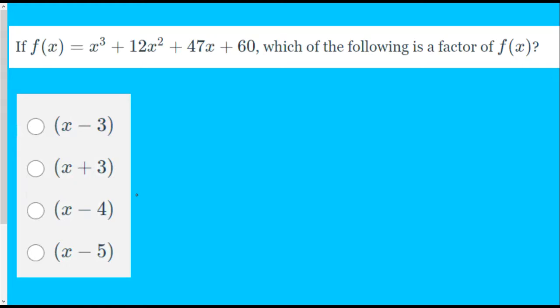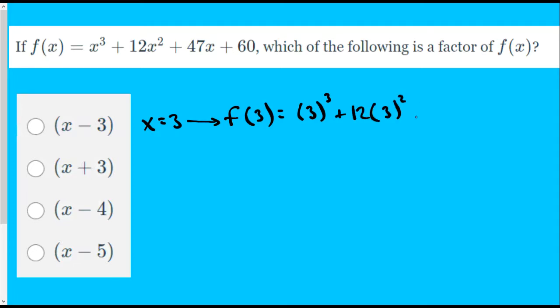So we can just do some substitution, and that will help us figure out if it's a factor or not. The first one, our binomial that we're checking, is x minus 3. That means that for this one, x would need to be equal to 3. So I can just evaluate my function at 3. That means I have 3 cubed plus 12 times 3 squared plus 47 times 3 plus 60.